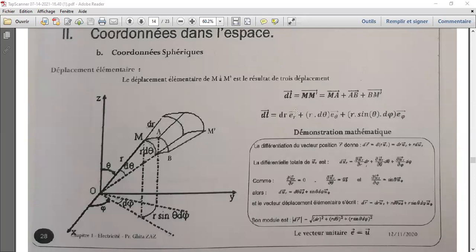They have just put the dr first, then the r sin theta goes last. So I don't know if it's clear. Yeah, it's okay. Then I don't know if there's anyone who has any questions here.